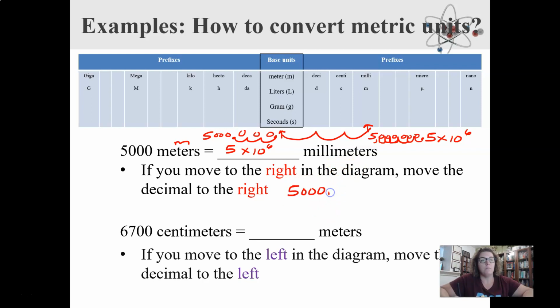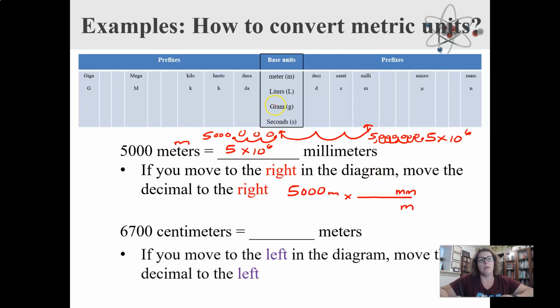5,000 meters. And when you do a conversion, I have a video that you can watch on how to set up conversions. You draw an X in a line. The units that you want to get rid of go on the bottom of the conversion, and the unit that you want to get to goes on top. So millimeters is abbreviated mm, okay? So now what goes on top and bottom?